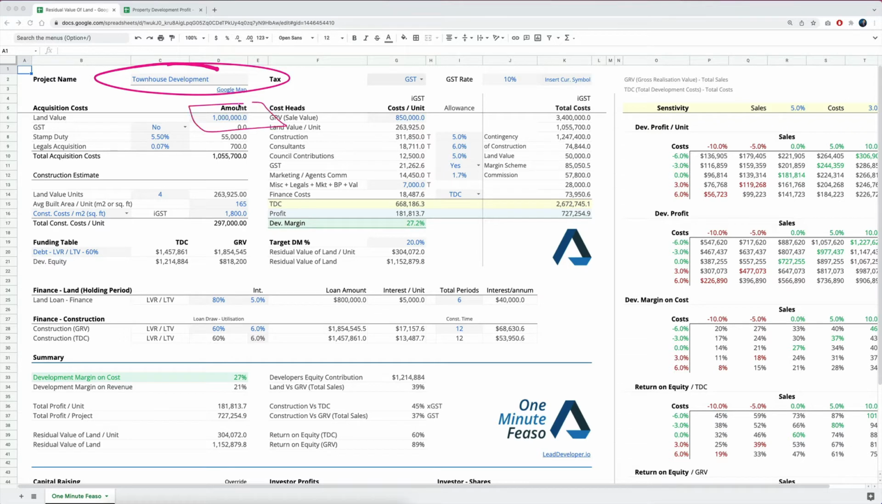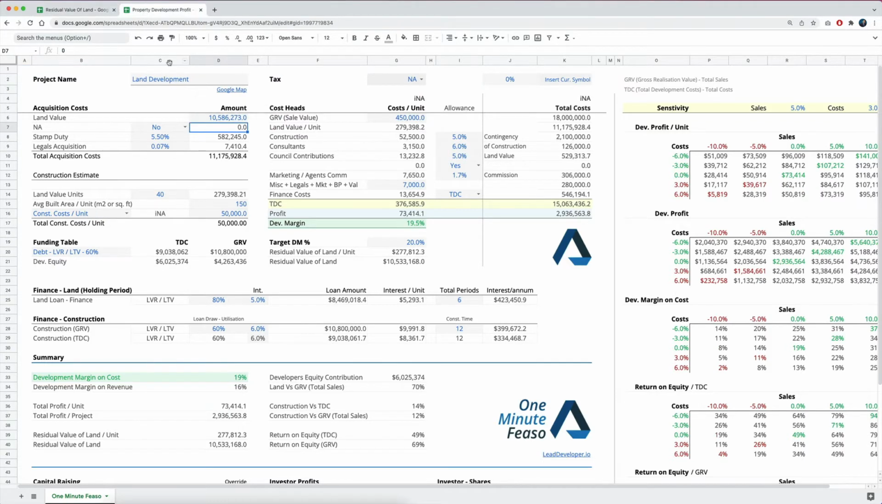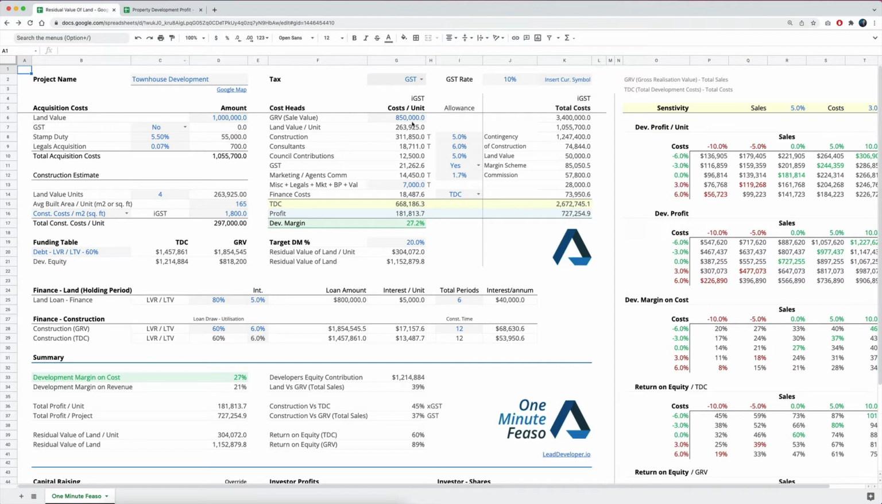We are looking at $1 million that we are paying for the block of land, and this has GST in it because GST is a part of the cost. That's why I did the other example for land development without the GST, because there are people where GST isn't applicable. So here we've got GST that is applicable. In here we can put 4 townhouses on this block of land for which we are ready to pay $1 million.